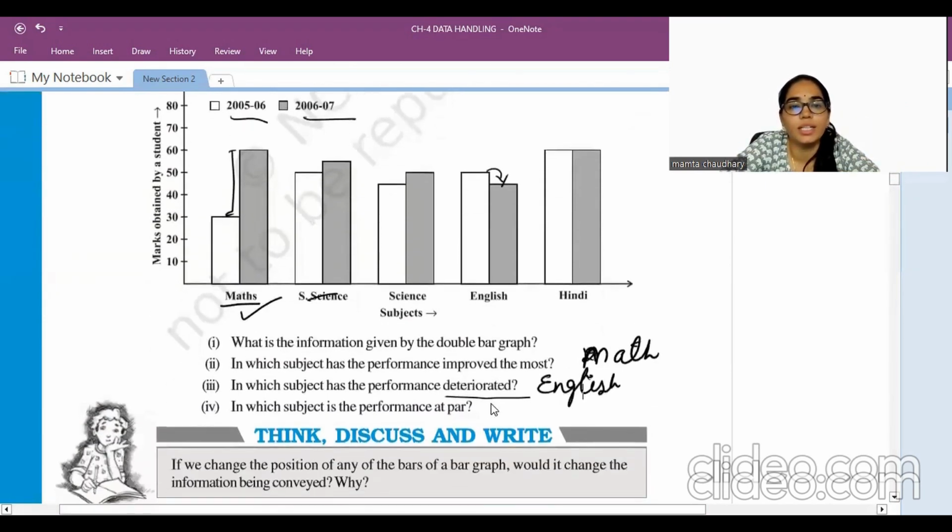Right? Next, in which subject is the performance at par? It means the same, here, Hindi. Right? Understood how we analyze this?